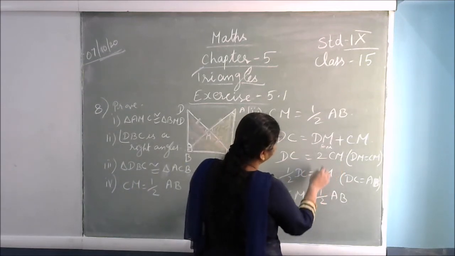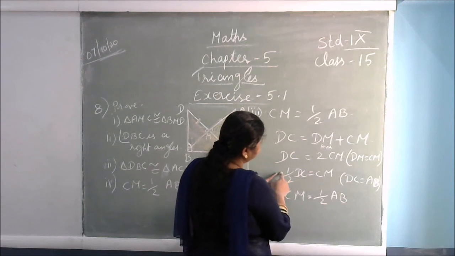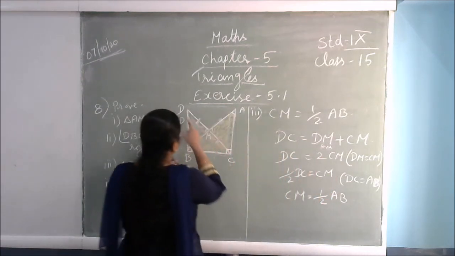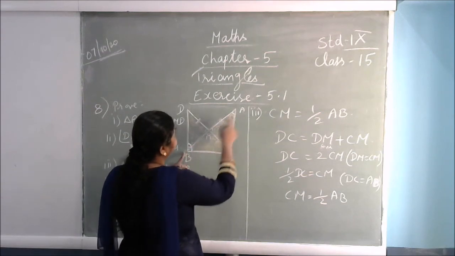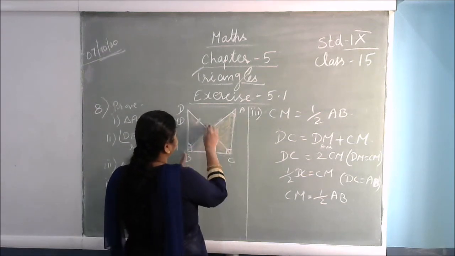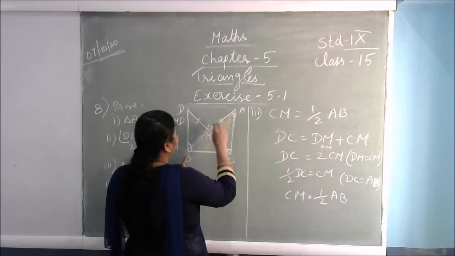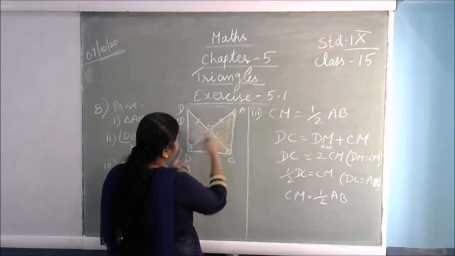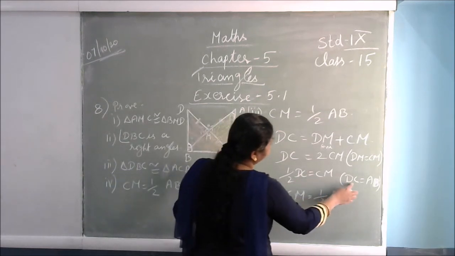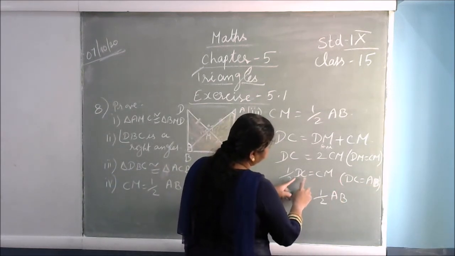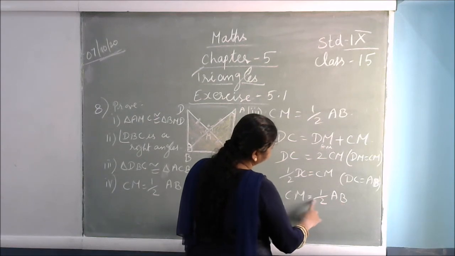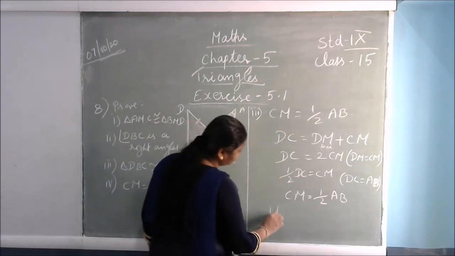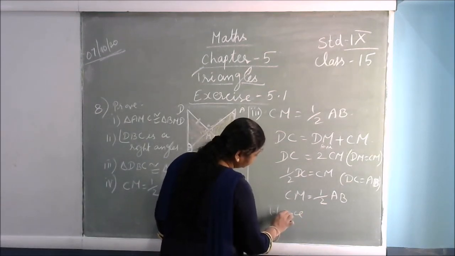And afterwards, the 2, if you take it to this side, it will become 1 by 2 DC is equal to CM. So DC is equal to AB. Suppose this side is 10 centimeter, then AB is also 10 centimeter. So this side and this side are equal. Instead of this side, you can write this side also. So DC is equal to AB. Instead of DC I wrote AB. So CM is equal to 1 by 2 AB. This only you have to prove. So hence proved.